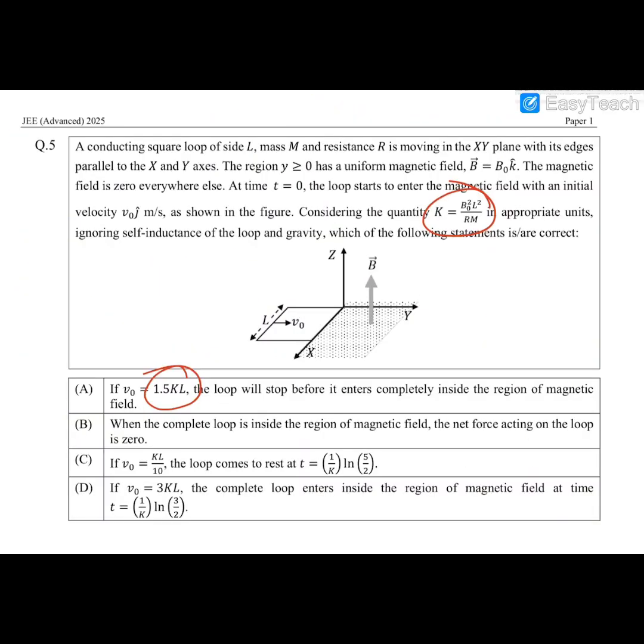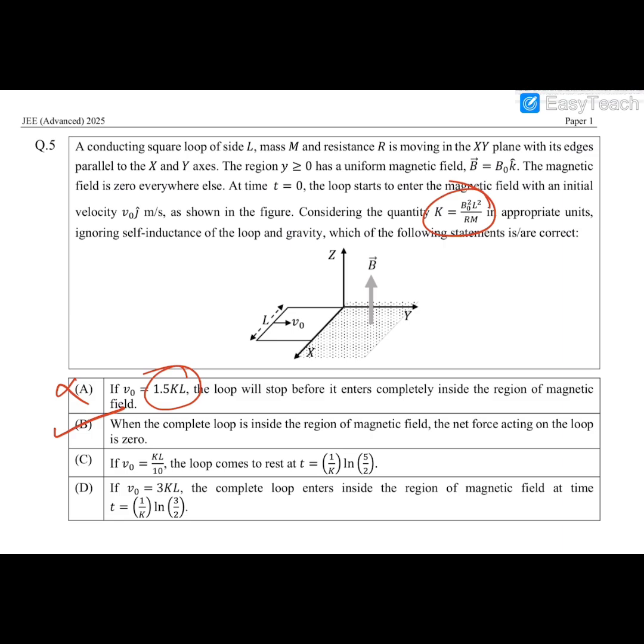Okay, now when the loop will completely enter the region of the magnetic field, then net force acting on the loop will be 0. This is correct, because when the loop will completely enter the region of magnetic field, then the flux of the loop will become constant and the EMF will be 0 and net force acting on the loop will be 0.